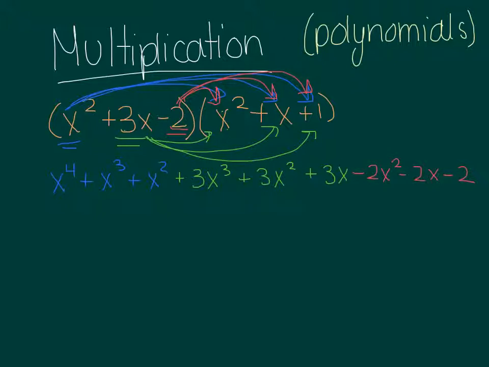So it looks like x to the fourth doesn't have a pair, so that's all by itself, x to the fourth. And then I have an x to the third here, and an x to the third here, and that looks to be it. So 4x to the third.